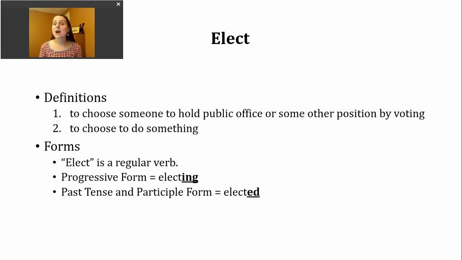Elect is a regular verb. To make the progressive tense, all we need to do is add ing to form electing. The past tense and participle forms of this verb are made by adding ed. The verb elect ends with a T sound, so the ed is going to make an id sound. Elected, elected.